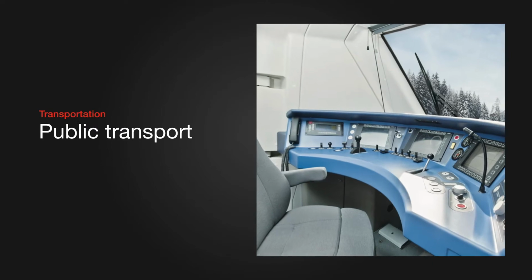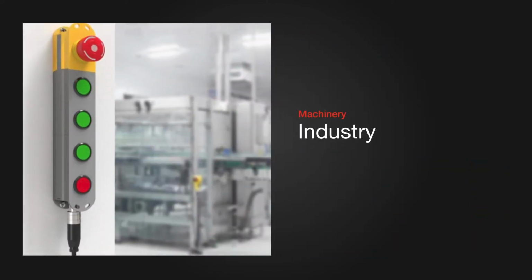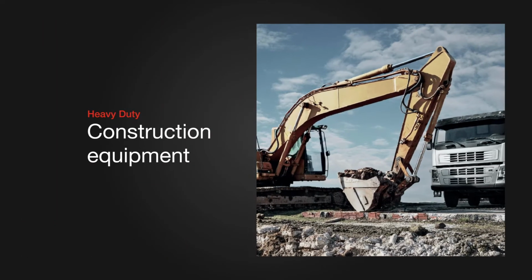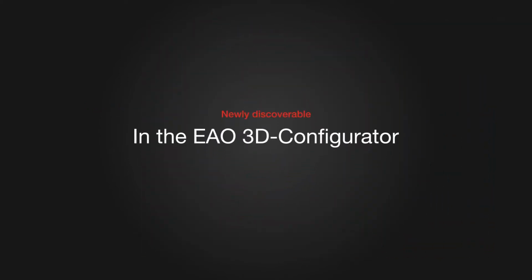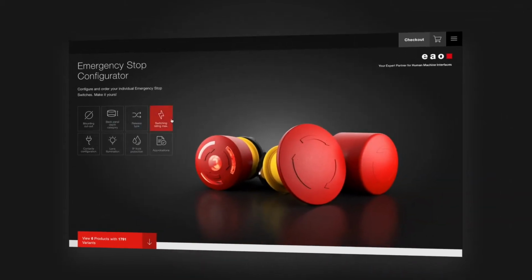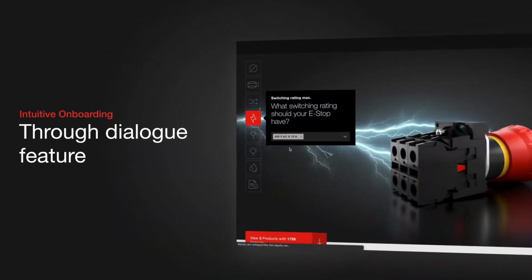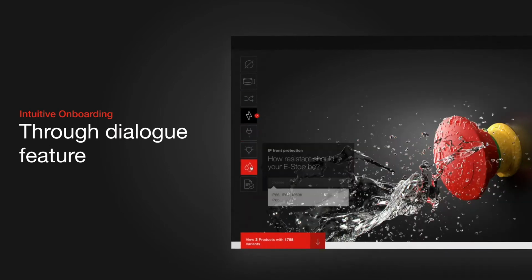EAO human-machine interfaces are vital to a number of different industries. This includes numerous modular products that can now be assembled in the EAO 3D Configurator. In the form of a multi-level dialog, users filter according to visually complex staged properties.